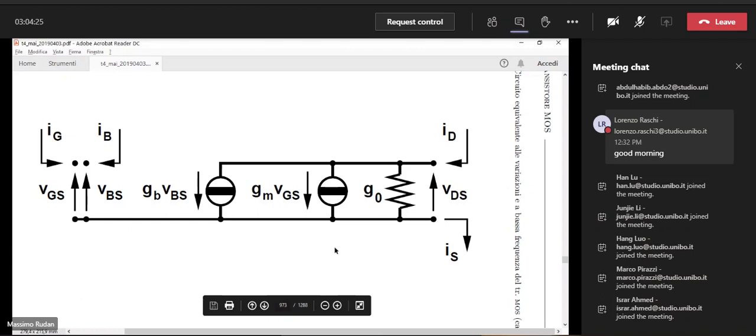As we did for the bipolar junction, we observed that the output conductance relates the current and the voltage at the same port. So it is a conductance or a resistance, okay? So it must be drawn as a resistance in the equivalent circuit.